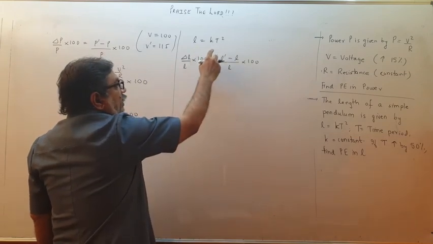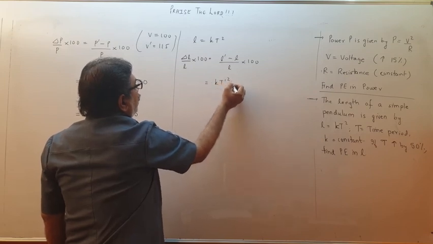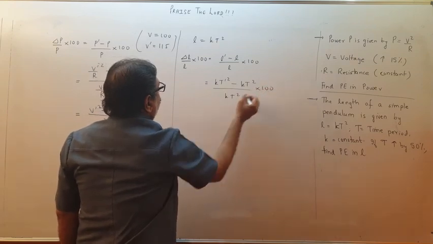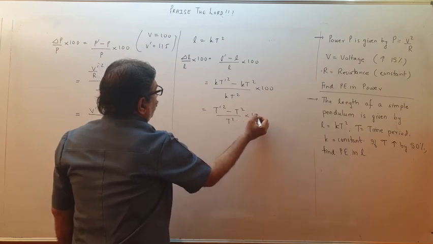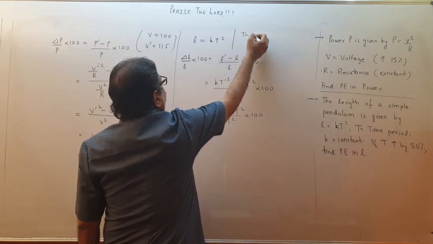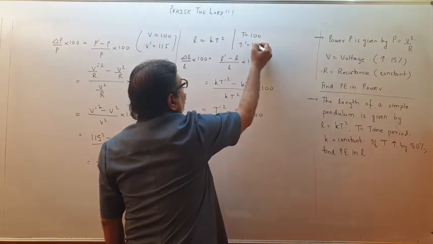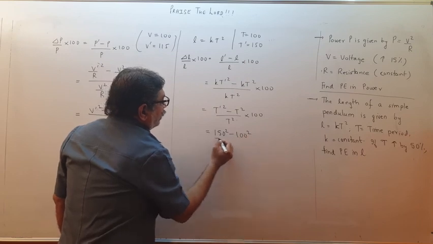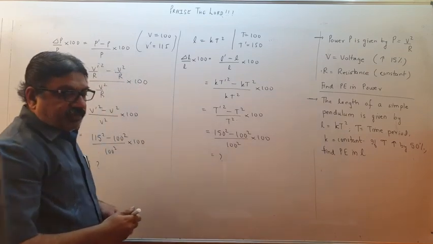See, L means kT square. Now why is L changing? Because T is changing. So L dash means K T dash square minus kT square upon kT square into 100. K is gone, this becomes (T dash square minus T square) upon T square into 100. T dash means what? See, original time period we will take as 100, as I have been telling you. New time period will be how much? It is increasing by 50, so this will become 150. So just keep the values: 150 square minus 100 square upon 100 square into 100. Solve, you will get the answer.